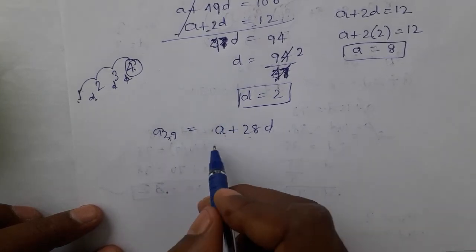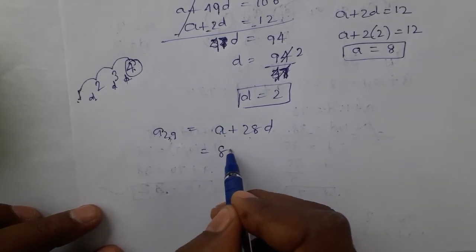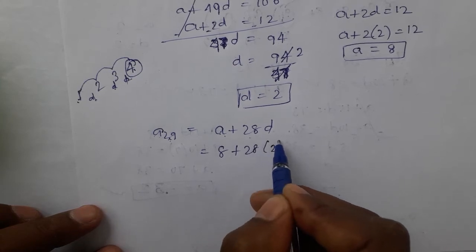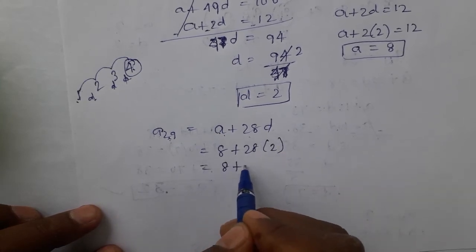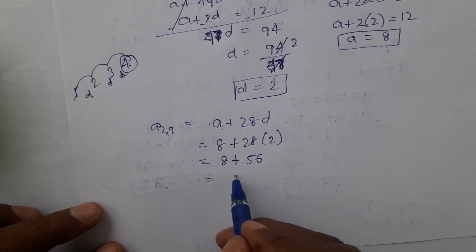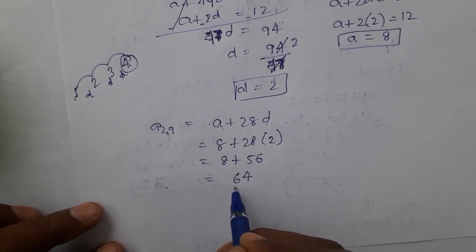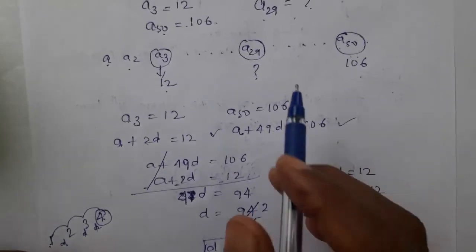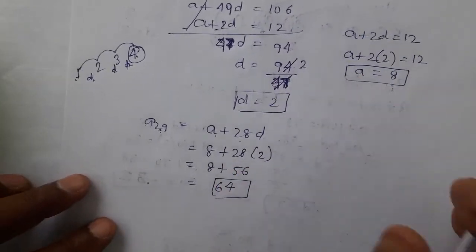One less. A is 8 plus 28 into D, which is 2. 8 plus 28 times 2 is 56. So 56 plus 8 is 64. This is the answer. The 29th position, who is sitting? 64. We go to the next problem.